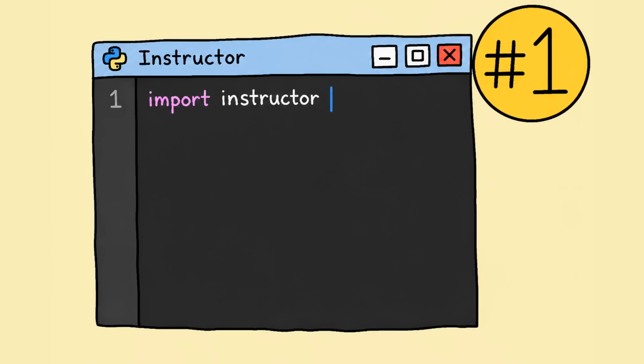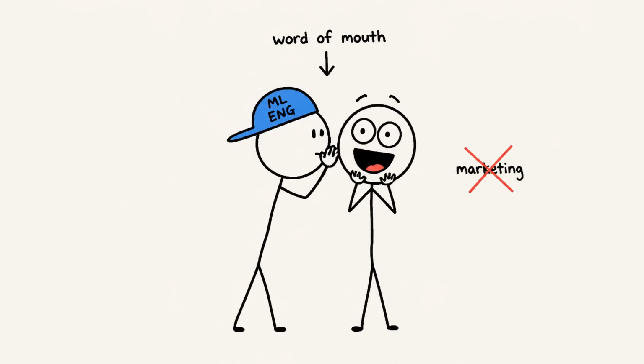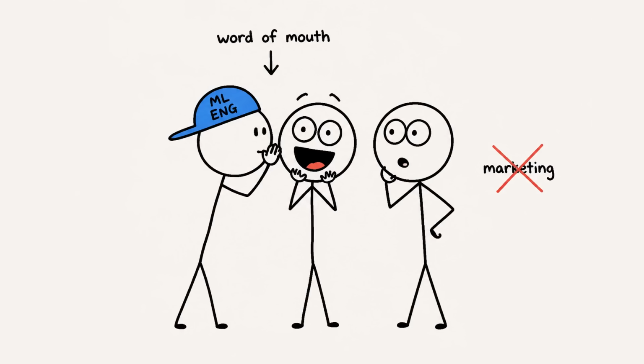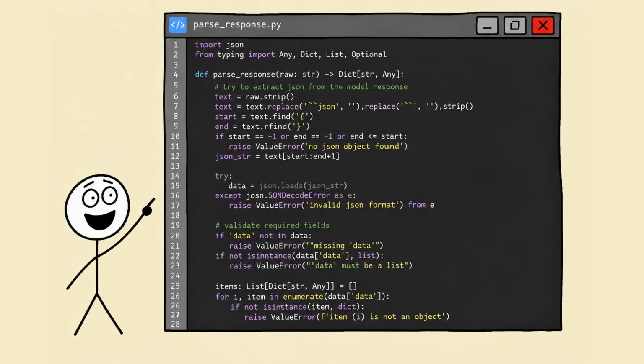Number 1 is Instructor. Over 11,000 stars, more than 3 million downloads a month, over 100 contributors, and it got there on pure word of mouth among ML engineers with basically no marketing. It's number 1 because it deletes the single most universal piece of boilerplate in the entire LLM stack.